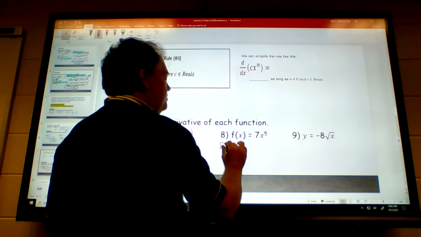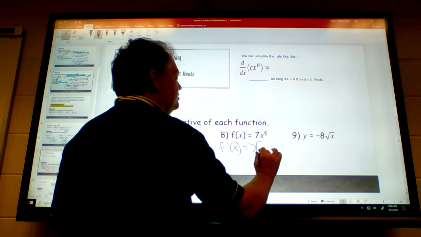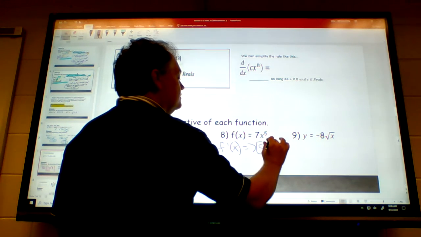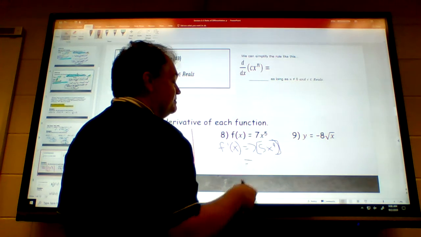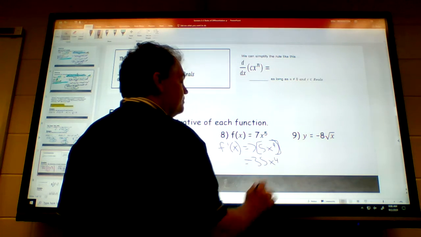Same thing here. f prime of x equals 7 times, and I'm going to put that in there, 5x, I subtract 1, to the fourth. So I don't have my grouping symbols right. Oh, wow. 35x to the fourth.